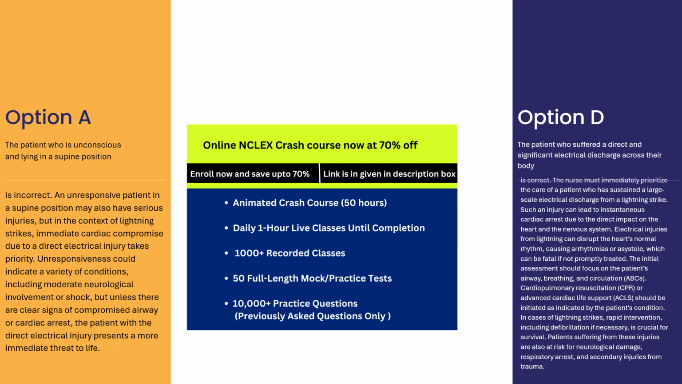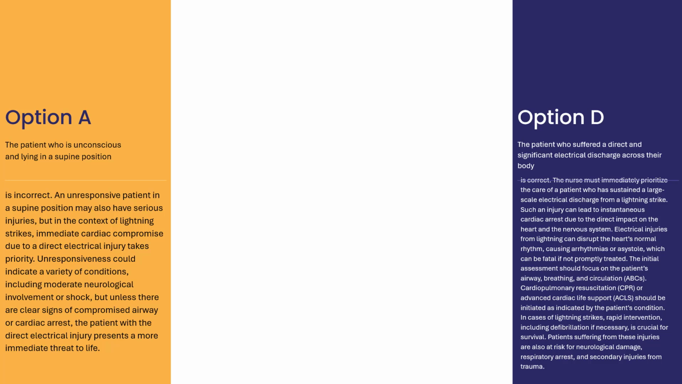A is incorrect. An unresponsive patient in a supine position may also have serious injuries, but in the context of lightning strikes, immediate cardiac compromise due to a direct electrical injury takes priority. Unresponsiveness could indicate a variety of conditions, including moderate nervous system involvement or shock, but unless there are clear signs of compromised airway or cardiac arrest, the patient with the direct electrical injury presents a more immediate threat to life.